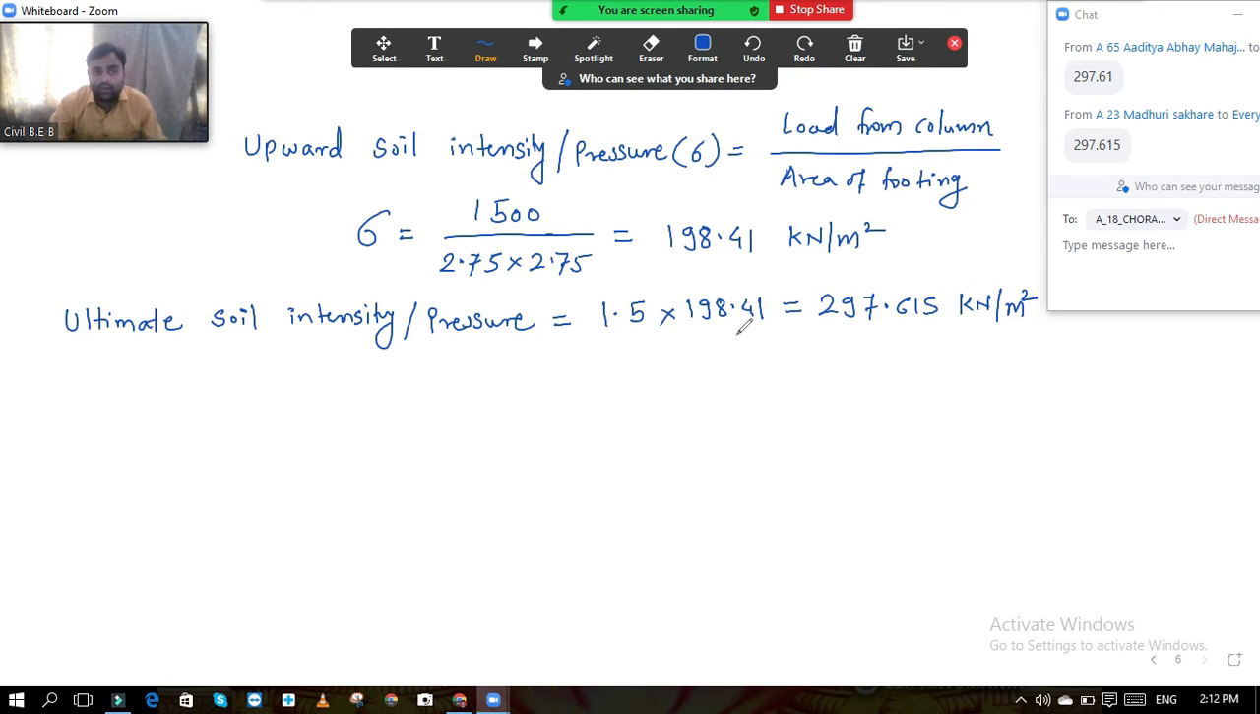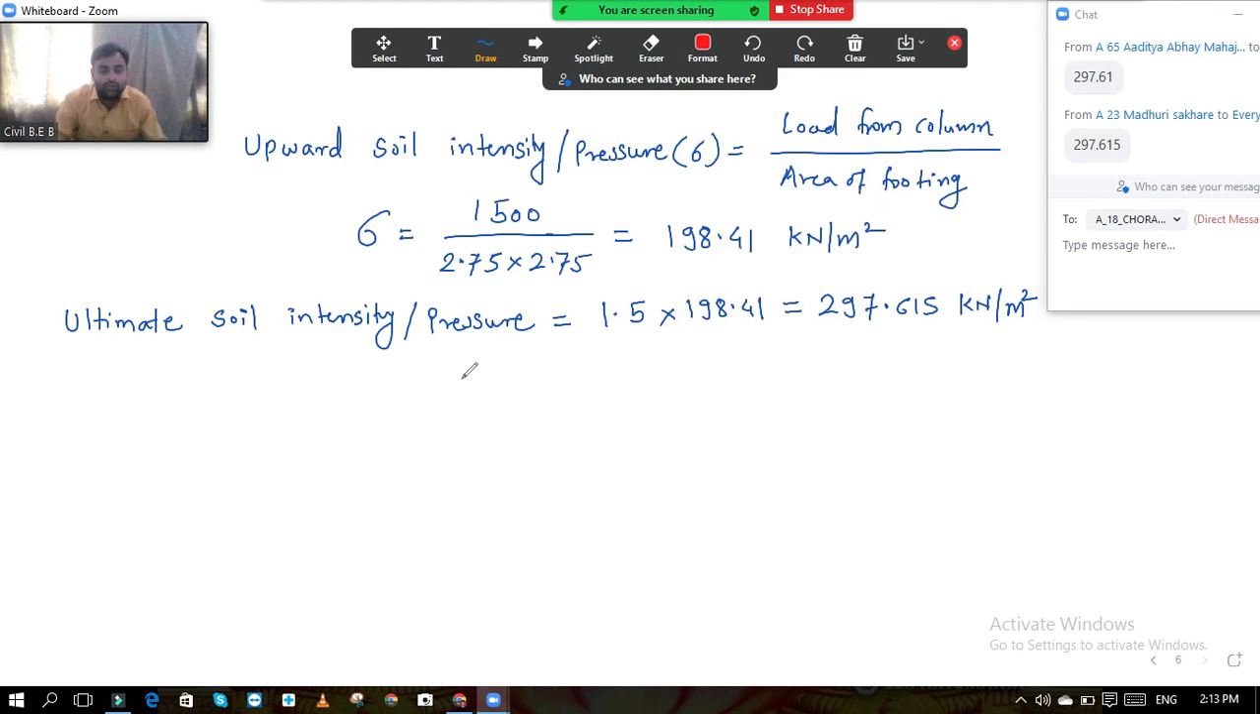Now we will calculate the depth of the footing. We will calculate the depth of the footing from the two-way shear criteria and then from the one-way shear criteria also. Whichever is the maximum depth from these two, that depth we will provide for the footing. Now, depth of the footing for two-way shear consideration.